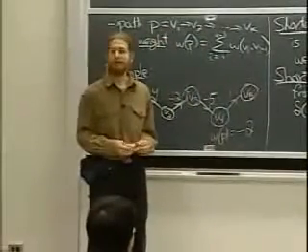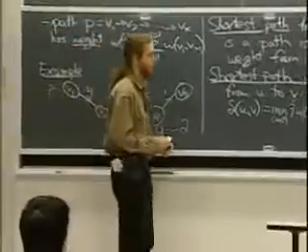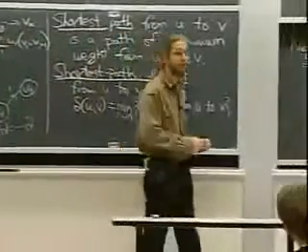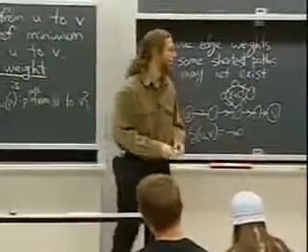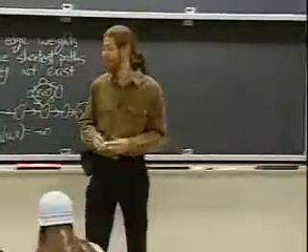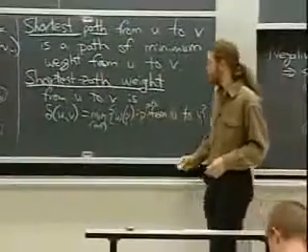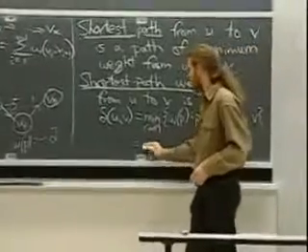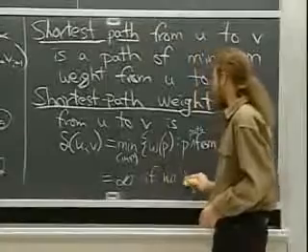But when else might shortest paths not exist? So this is one case, but there's another, a simpler case. It's not connected. There might not be any path from U to V. This set might be empty. There may be no path from U to V. Here we have to define what happens. Here we'll say it's infinity if there's no path from U to V.